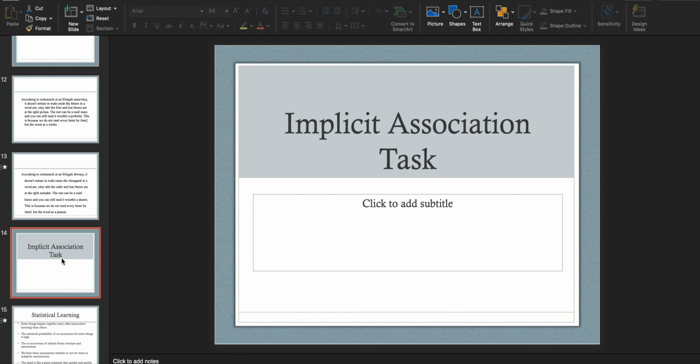But through the exposure to those associations, we start to form concepts.